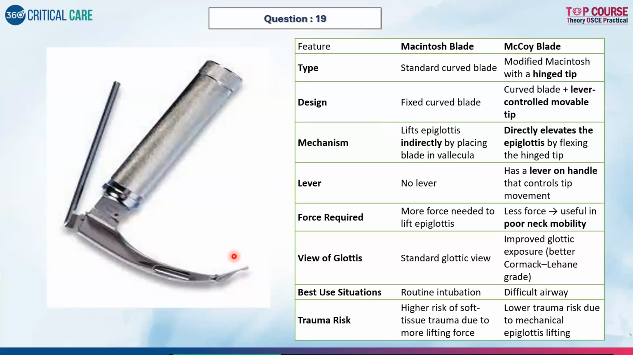So what is the advantage of this? It helps in directly elevating the epiglottis, and it comes also with a lever which helps in elevating, and this is not present in case of a Macintosh blade. Less force is required, so it is useful in case of patients with a poor neck mobility. It is also used in case of difficult airway and helps with an improved glottic exposure. Trauma risk is less in the McCoy blade compared to Macintosh. However, the learning curve might be a bit more compared to that of Macintosh blade.